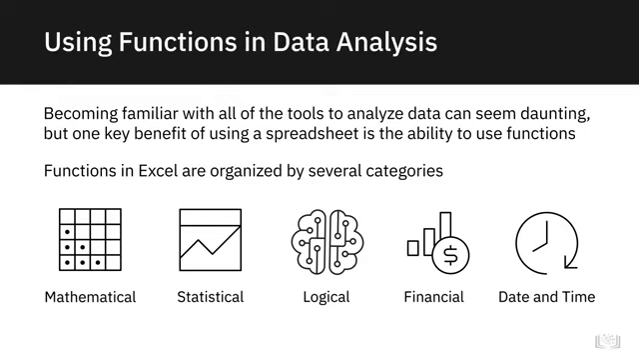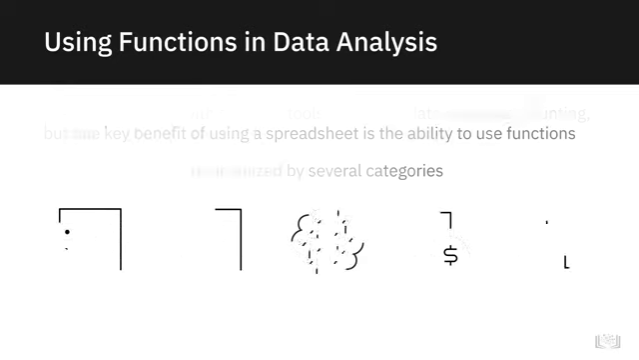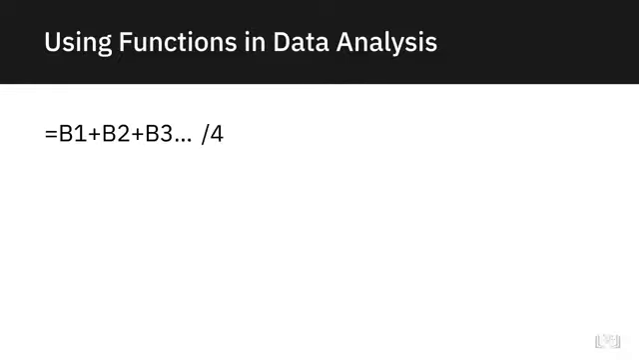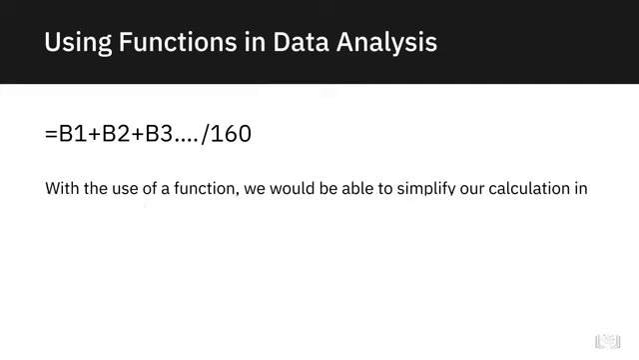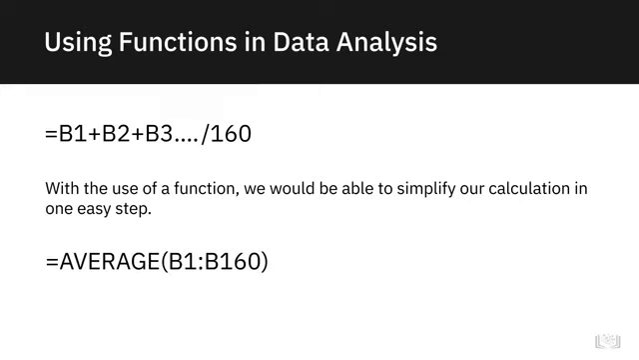In normal circumstances, to get an average, we would have to create a formula to add each row and divide by the total number of rows. This type of calculation would not only be very long, but can expose the analyst to possibly making a mistake. With the use of a function, we would be able to simplify our calculation in one easy step. Equals AVERAGE, open parenthesis, B1, colon, B160, close parenthesis.